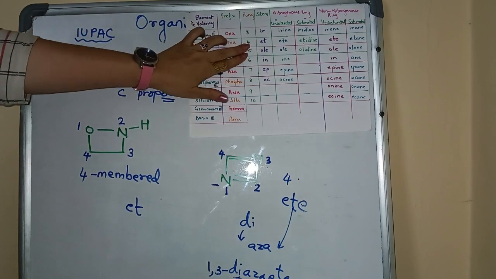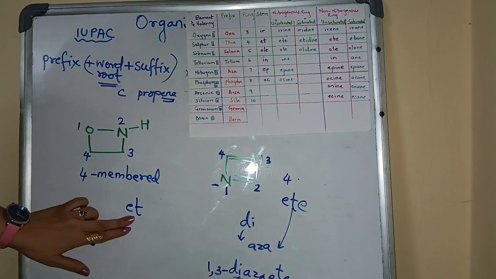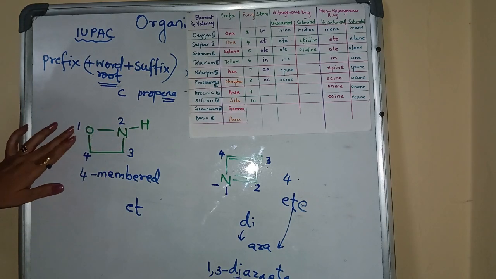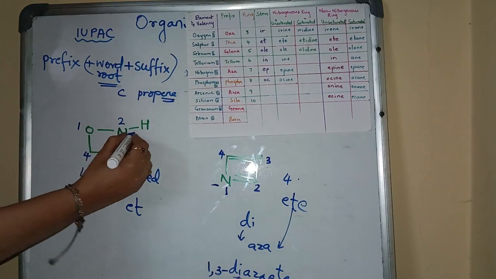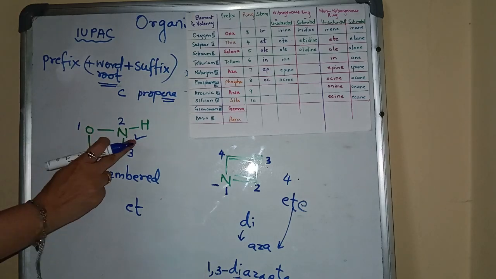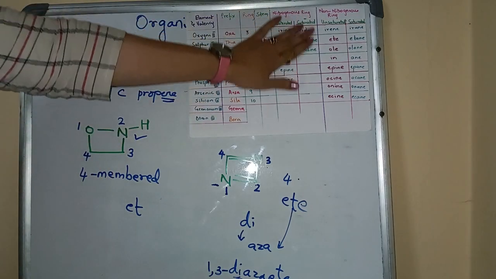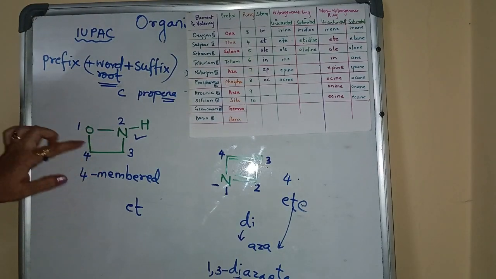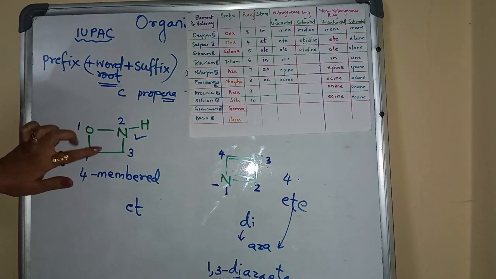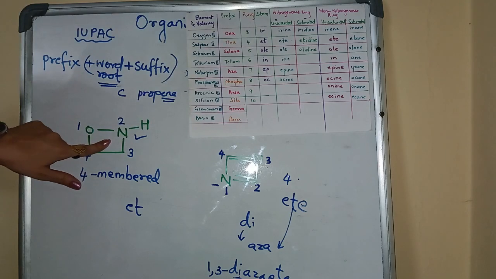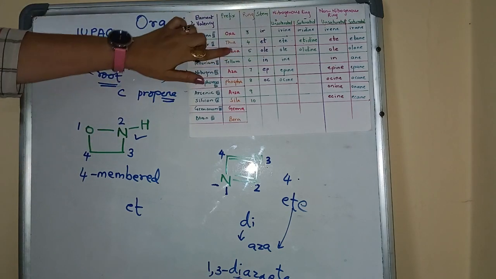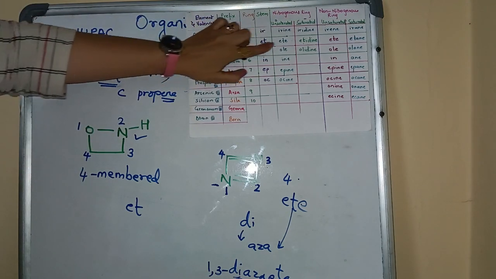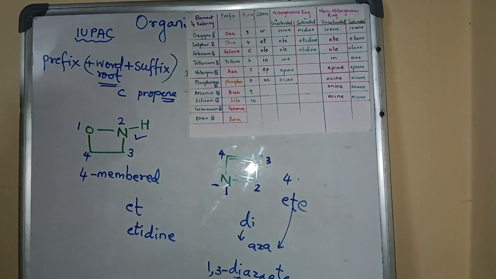For the 4-membered ring, we have the stem as ET. Next, the heteroatom: we have got nitrogen present in it. If nitrogen is present, we have to see this table and not this one. Nitrogenous ring, whether it is saturated or unsaturated? Let us see, it is a saturated compound. So for a saturated 4-membered ring, it is ET.